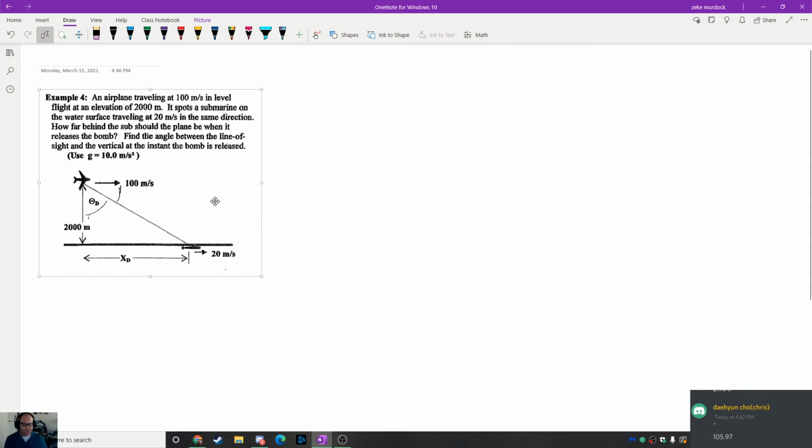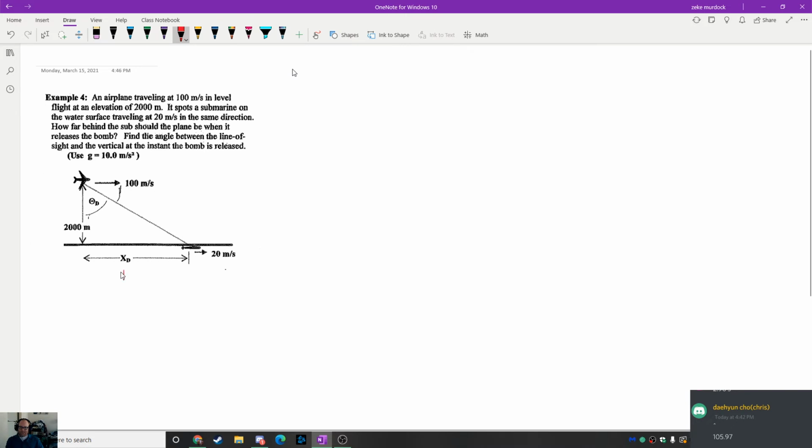Okay, so here's the problem. You've got an airplane that's traveling at 100 meters per second in a level flight. So here's the airplane. It's traveling at constant speed, 100 meters per second, in level flight with an elevation of 2,000 meters here. It spots a submarine on the water surface traveling at 20 meters per second in the same direction. So here's the submarine down here. It's going at 20 meters per second to the right. How far behind the sub should the plane be when it releases the bomb? And then we want to find the angle between the line of sight and the vertical at the instant the bomb is released.